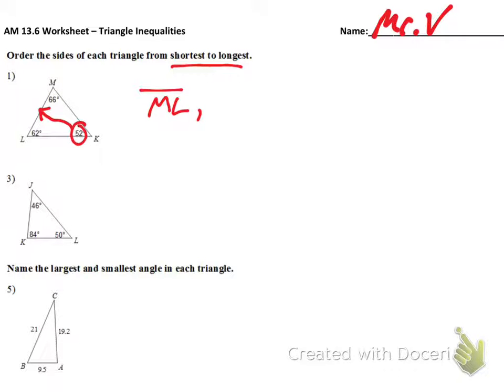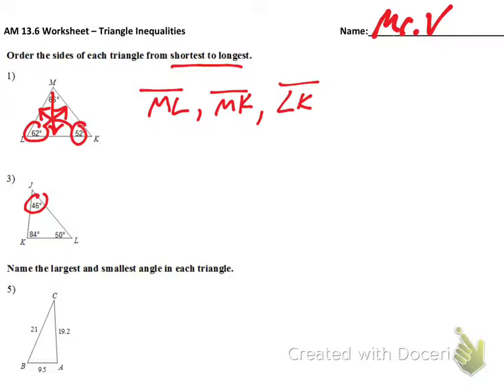Then going from there, the second smallest is angle L, so its opposite side would be MK. And then last, we just know that angle M, opposite side would be LK. That's all you need to do. So let's do the same thing with number 3.